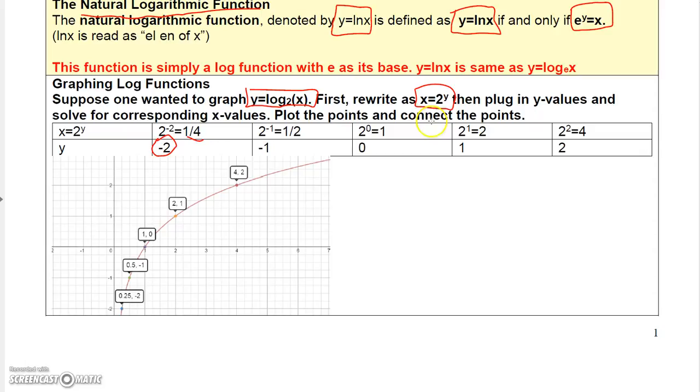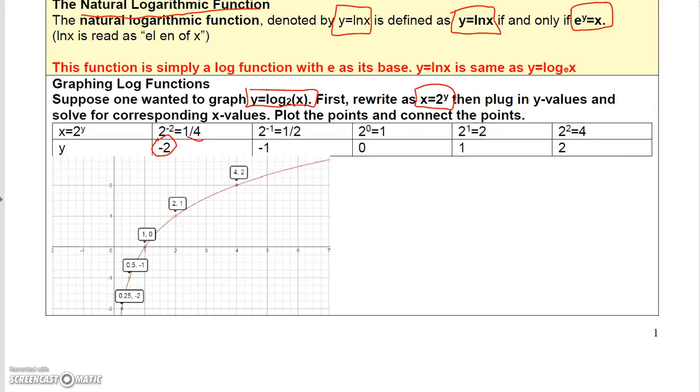And if I plug in a y value of -1, I get 2 to the -1, which is a half. And if I plug in a y value of 0 for y, for x, I get 2 to the 0 is 1. And then if y is 1, for x, 2 to the 1 is 2. And then if y is 2, 2 squared is 4.